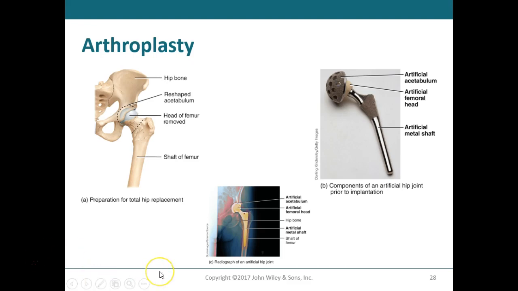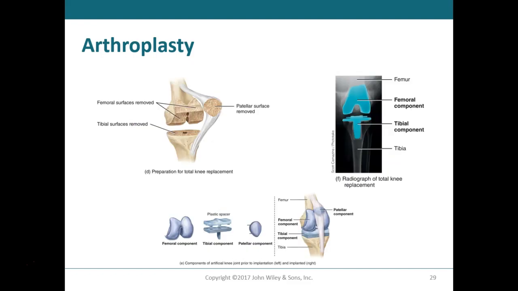So here, I'm not going to go into great detail on this, but here you can see the normal structure of the shaft of the femur and the head of the femur sitting in the acetabulum of the coxal or hip bone. And when this joint is damaged beyond repair, then pieces of these bones may be removed and replaced with an artificial component so that the movement or use of that joint can be restored. Same thing with the knee joint.